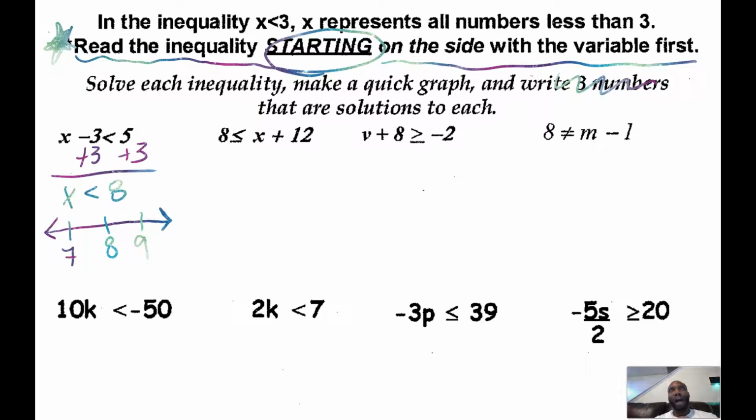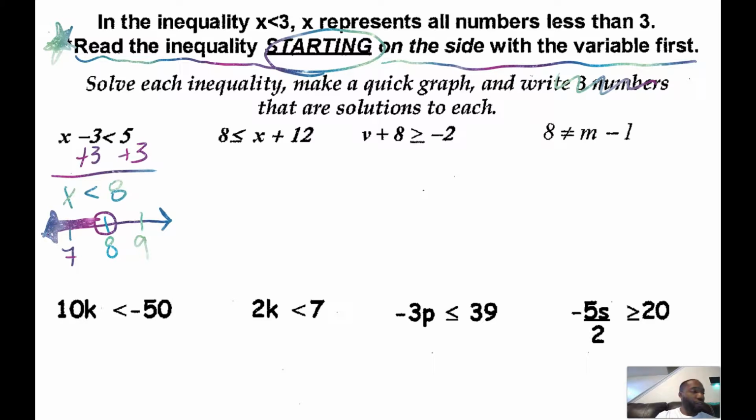I don't know why I left this out of your notes. So I'm just going to introduce it now. Because this is less than, the dot is going to be open because it's not equal to. We are saying that x represents all numbers less than 8. And all numbers less than 8 is this way.